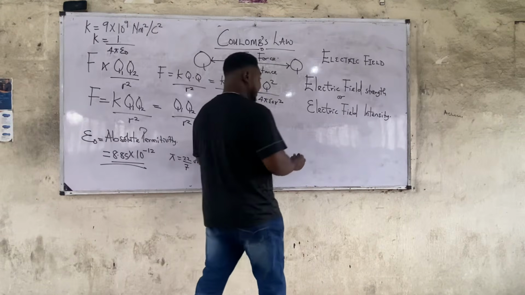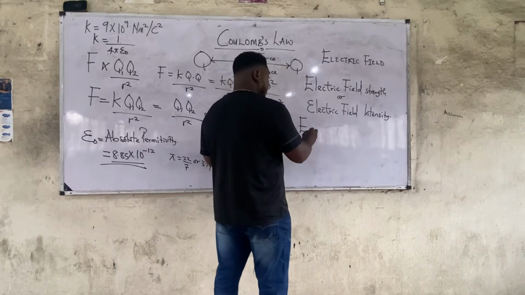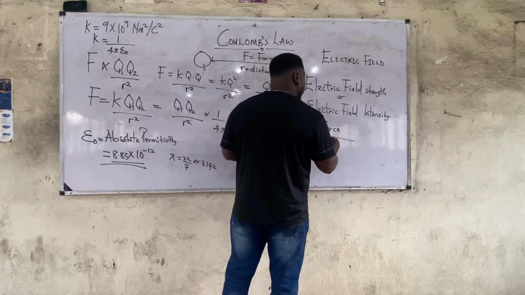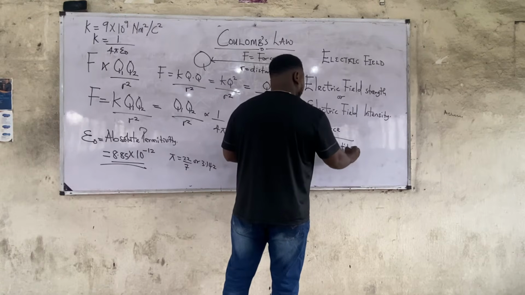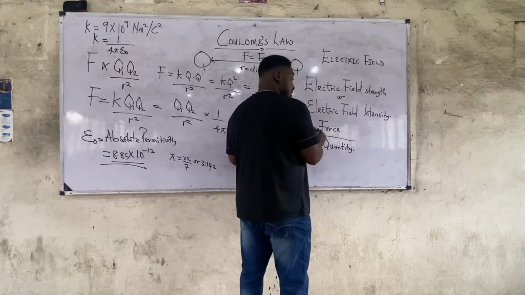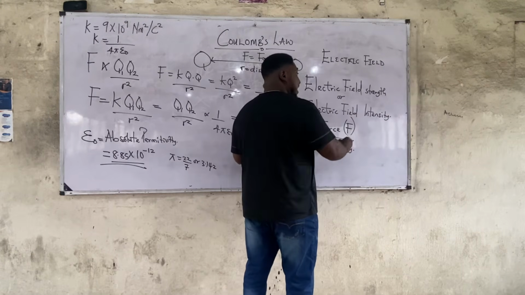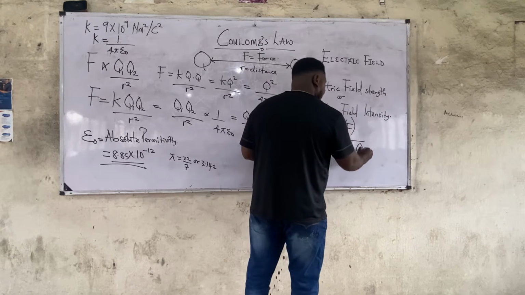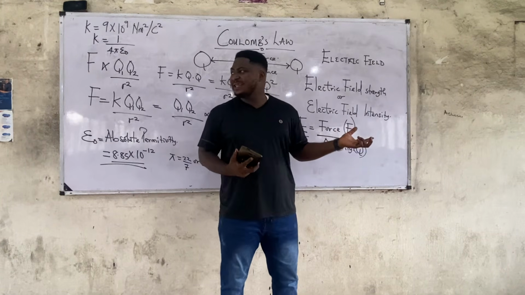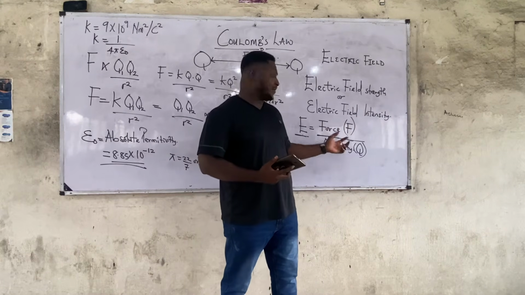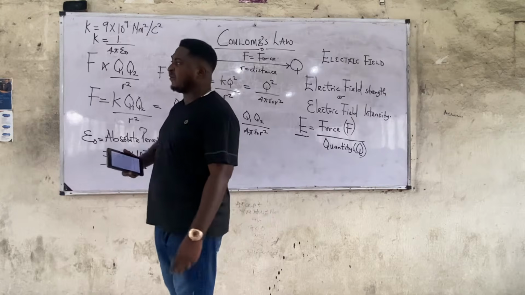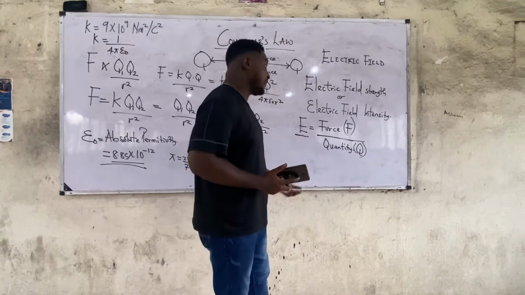Another name for electric field strength is electric field intensity. Mathematically, the electric field E is the force F acting on a region of space per unit quantity of charge, Q. Per quantity of charge, what? Q.